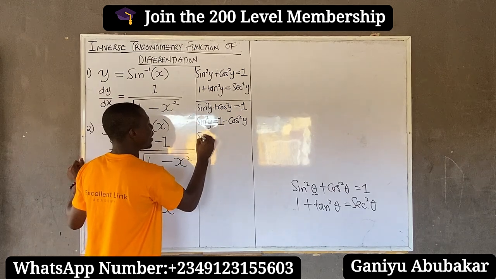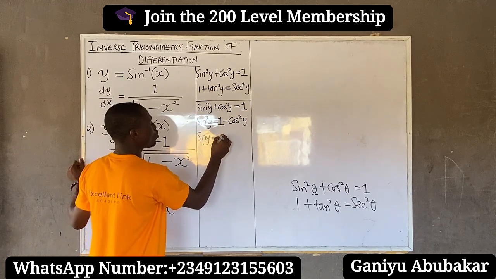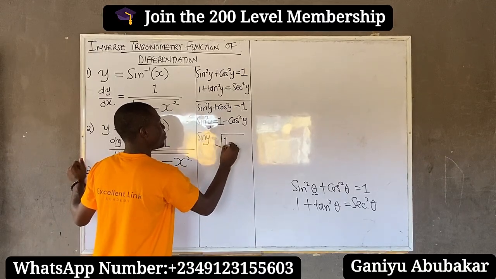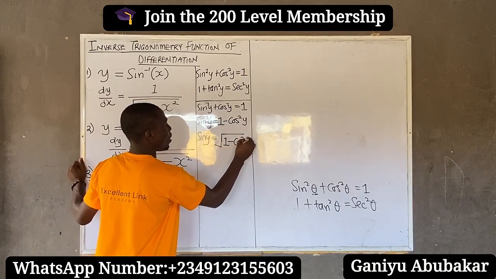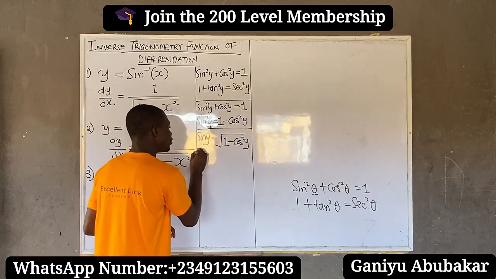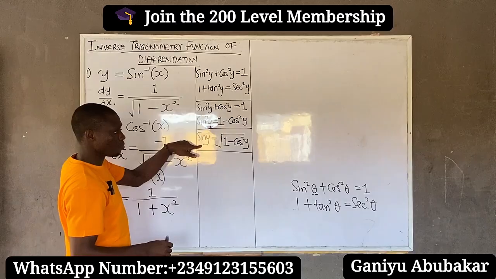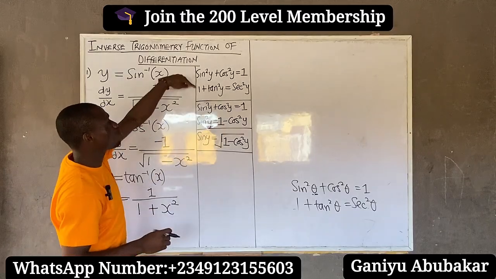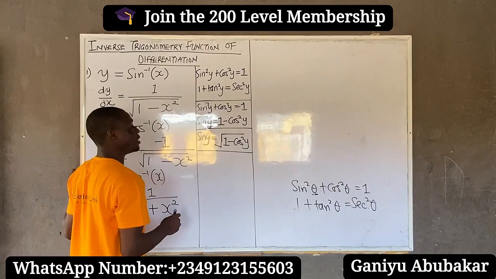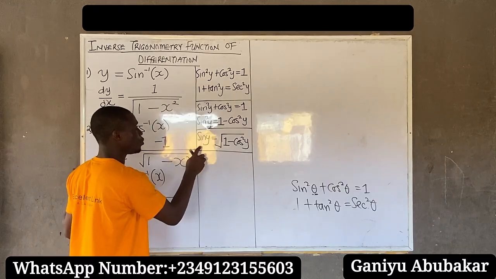That gives you that sine y is equal to the square root of 1 minus cos squared y. Now I have made sine y subject. I need this one. Let's now also make cos y subject. To make cos y subject is simple, just replace it this way.